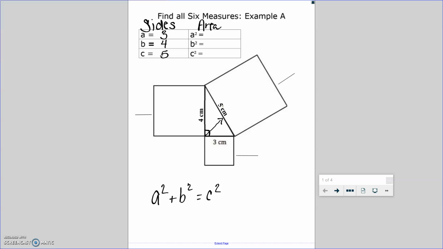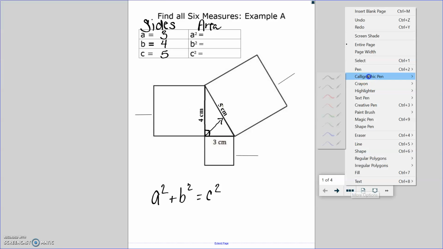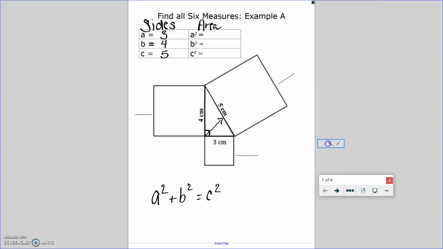Now we need to figure out our area. So we need to figure out what A squared is, what B squared is, what C squared is. We're going to substitute in our values. Wherever I see A, I'm going to put the numerical value for A. Wherever I see B, I'm going to put the numerical value for B. Wherever I see C, I put the numerical value for C. So let's change our colors so you can see the substitution.